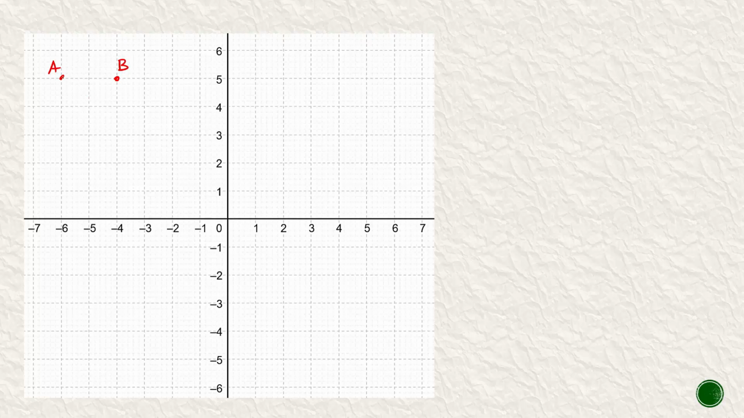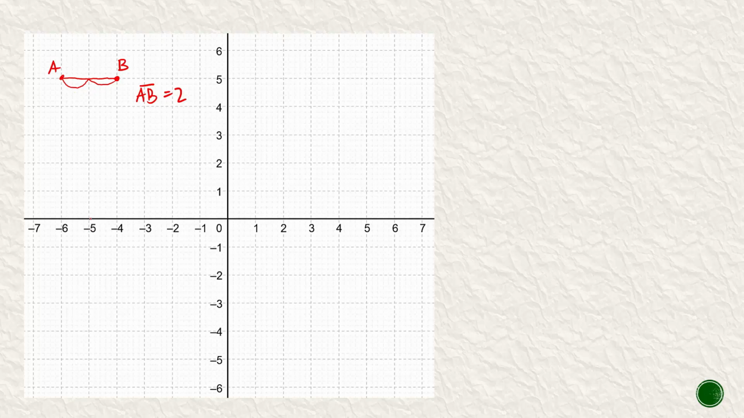Now in this case, that's easy because if we draw a horizontal line, we can count the number of units from A to B because you can see those dotted lines. We can clearly see that AB is just 2 units. That's easy. Now we're dealing with points here that are aligned horizontally.